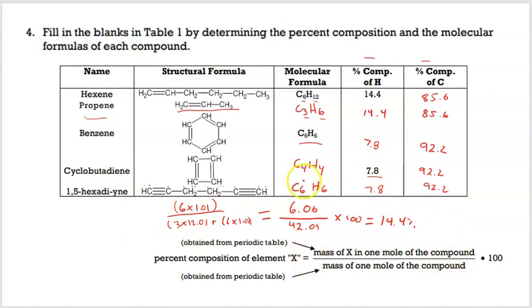We know how to calculate percent composition. That's great. If you don't want to use the ratio method and you want to do this calculation every time, you can. Why not? Why not save yourself some time?